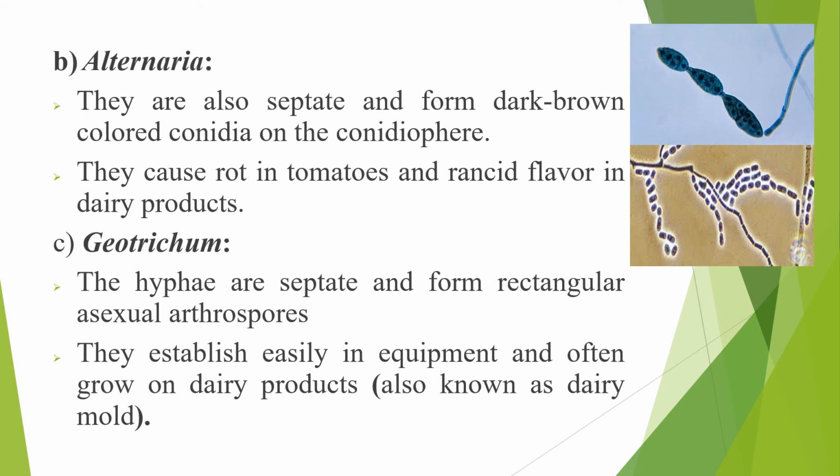Second group is the Alternaria. They are also septate and form dark brown colored conidia on the conidiophore. They cause rot in tomatoes and produce a rancid flavor in dairy products.